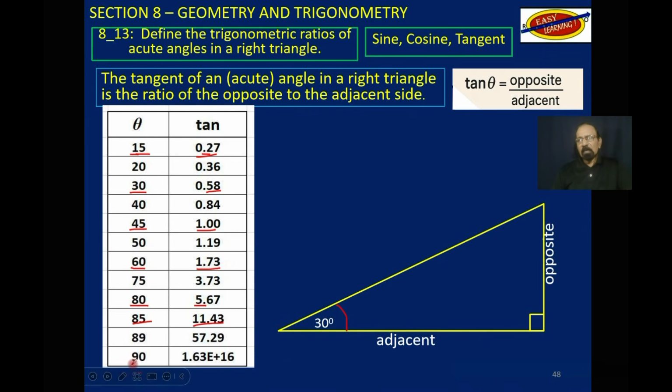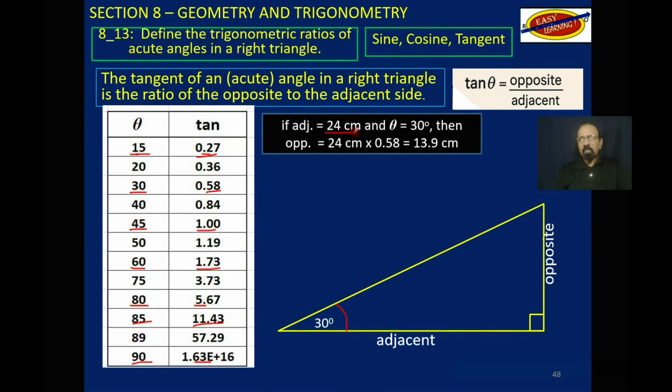And at 90 degrees, well, we have a very, very large number, 1.63 exponent positive 16, that is 163 with 14 zeros behind it. That's an extremely, extremely large number. Almost, technically, it should be infinite.